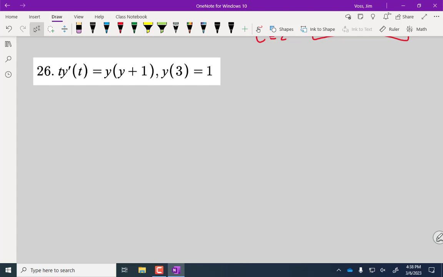All right, this one is a PFD. So go ahead and do this one. You should be able to do this PFD really fast. Both factors are linear, so this will be a PFD.